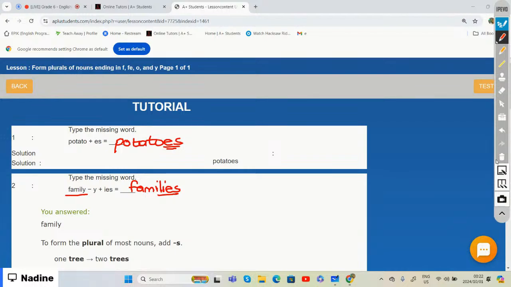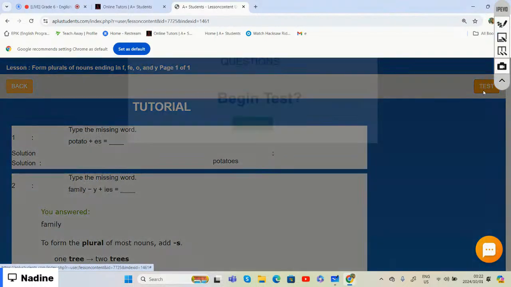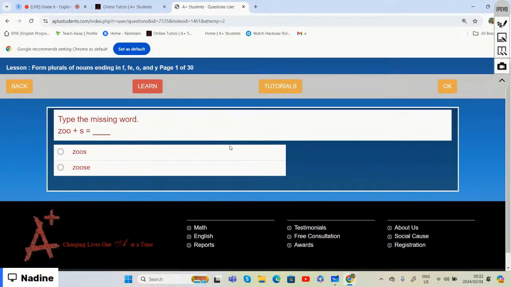All right, so now we're going to our test, where we are going to form plurals of nouns ending in F, FE, O, and Y. We need to type the missing word, zoo plus S. Is it option one, zoos, or option two, zoos? Which one is correct?